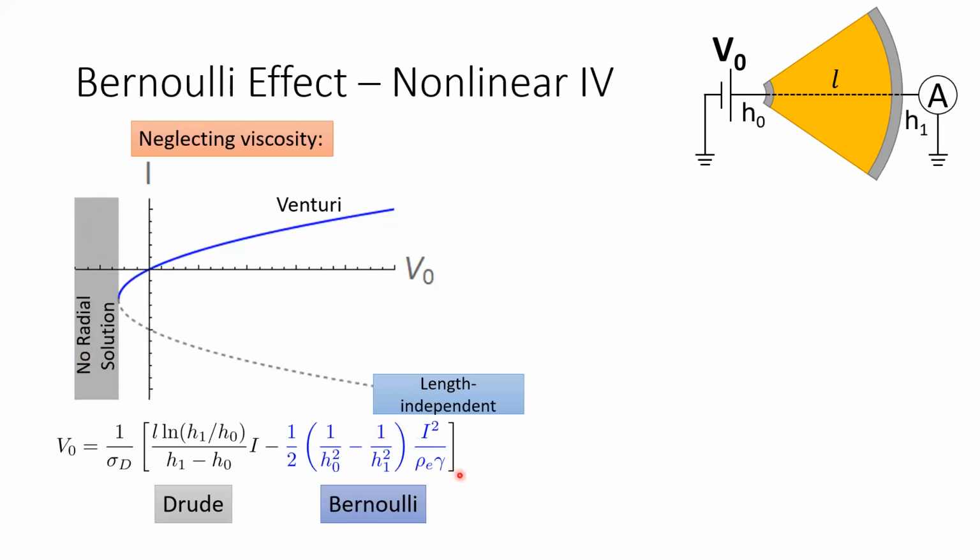Could I ask for clarification? In sigma d there is a 1 over gamma, right? Which is why you're calling the first term the Drude term, and not the second one. Okay. Yeah. Thank you. That's right.